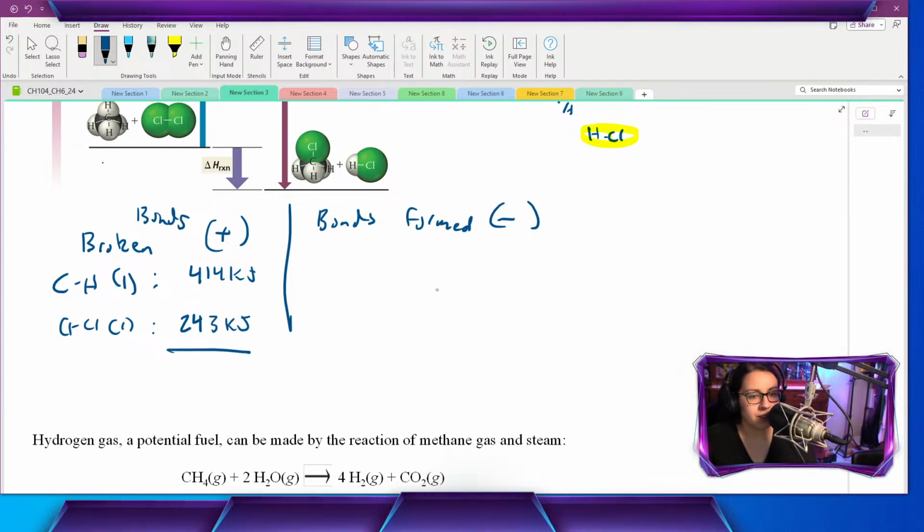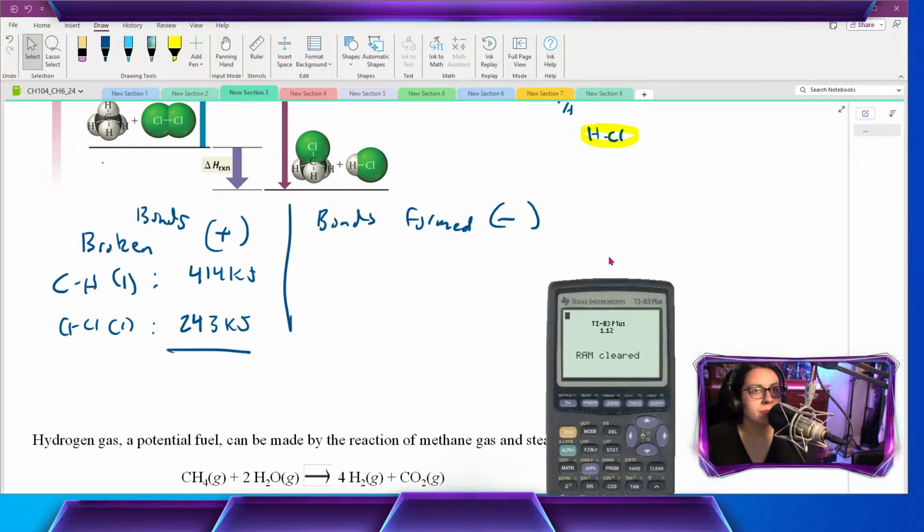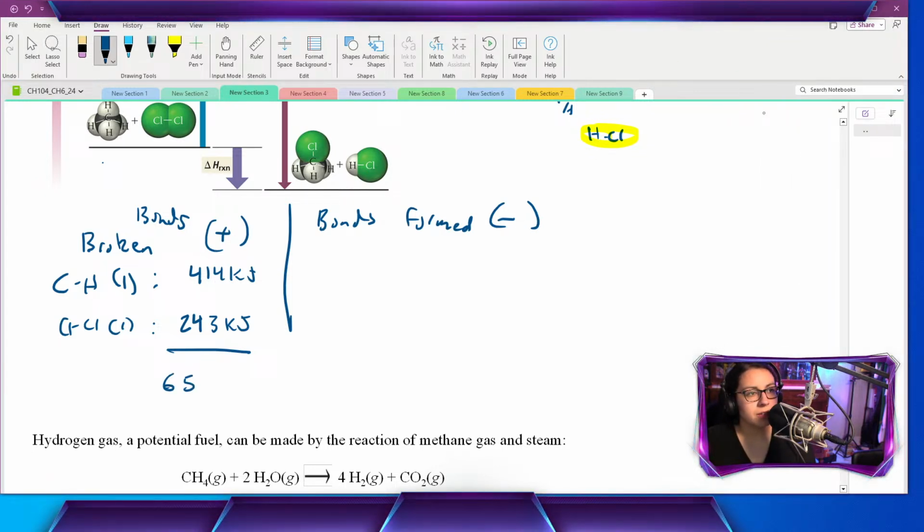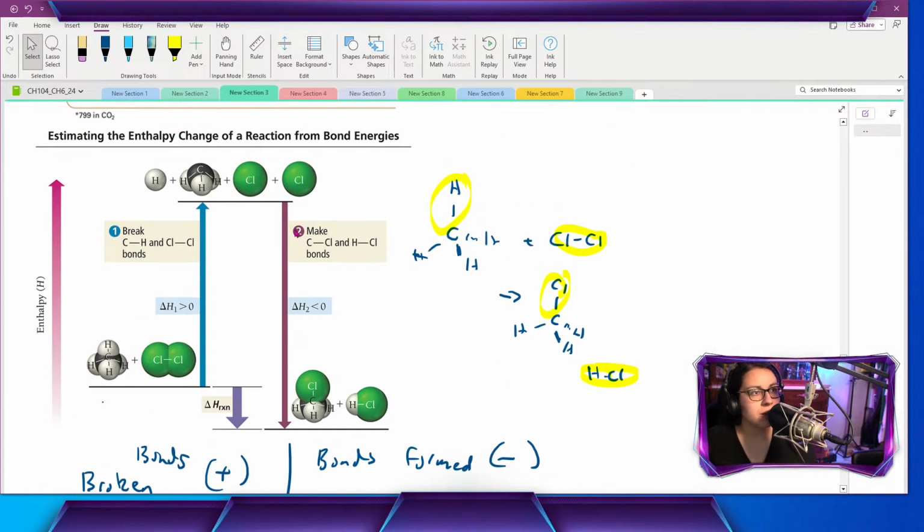And so let's go ahead and add those. 414 plus 243. I get 657 kilojoules. And again, that's energy in that we had to put in. And so let's see how much energy we get back.